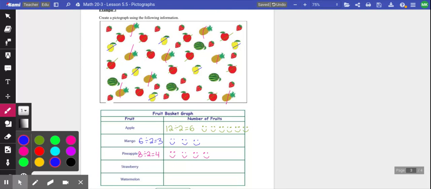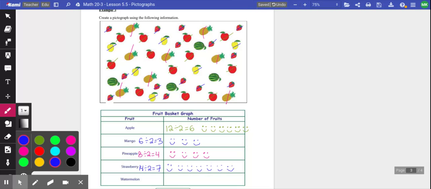Strawberries. Strawberries, there's a lot. There's 1, 2, 3, 4, 5, 6, 7, 8, 9, 10, 11, 12, 13, 14 strawberries total. Each smiley face represents 2. That means I need 7 smiley faces. 1, 2, 3, 4, 5, 6, 7.